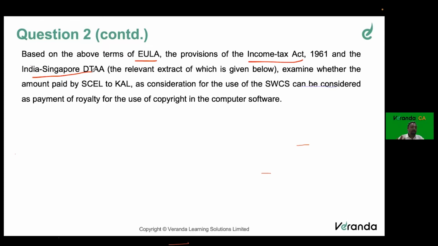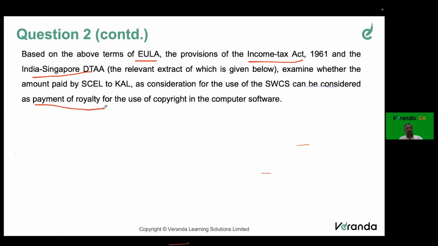Broadly, what are the provisions available in the treaty? Don't go beyond that, just have a basic understanding. Now the question says the relevant extract is provided. We need to understand what the tax scenario is here, and whether this can be considered as payment of royalty and accordingly treated.